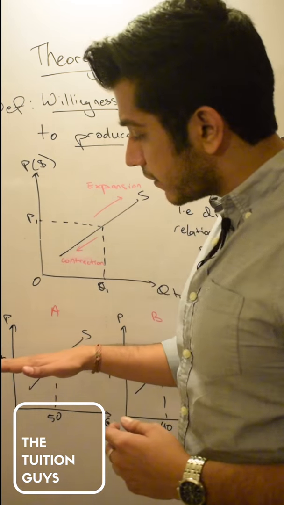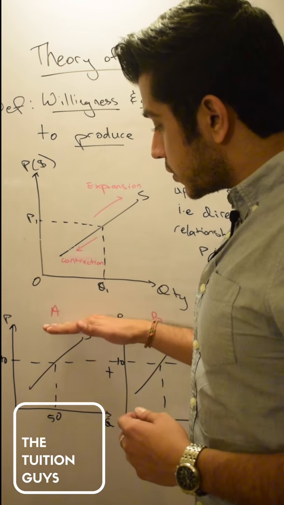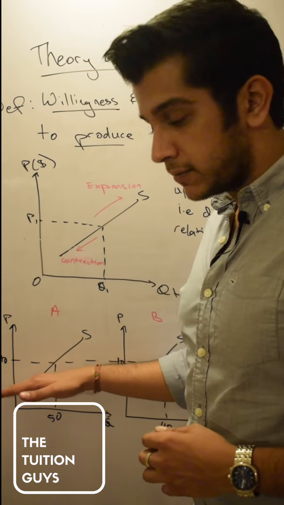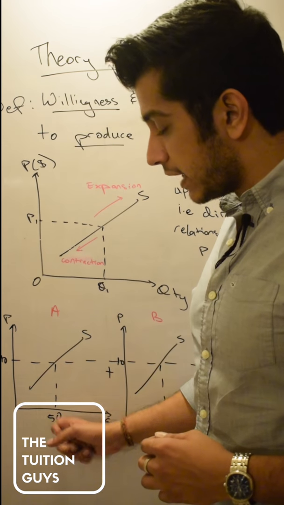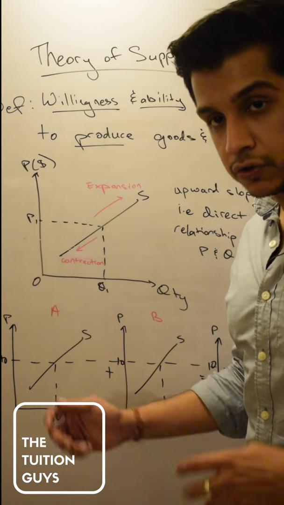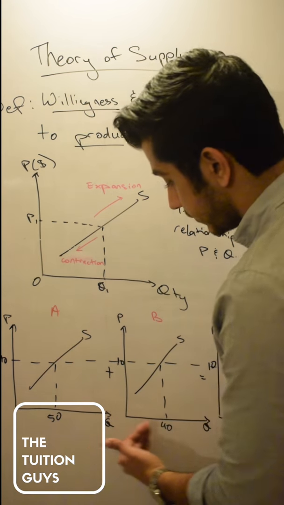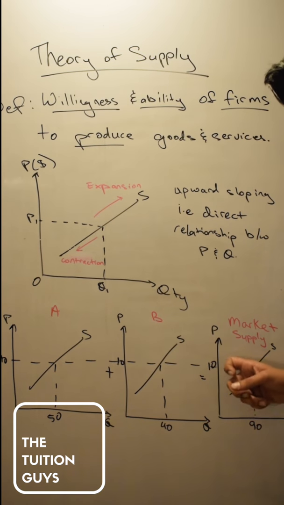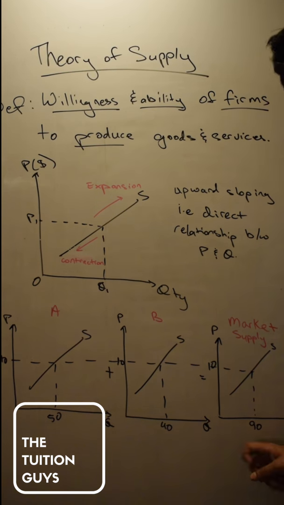So I'm going to fix a price at 10, and I'm going to see how much the producers are willing to produce at the price of 10. One company is willing to make 50 at the price of 10, and another company is willing to make 40 at a price of 10. So the market supply is going to be the sum of these two companies at that price, which means that the market supply at a price of 10 is going to be 90 units of Kokomo, or 90 bags of Kokomo.